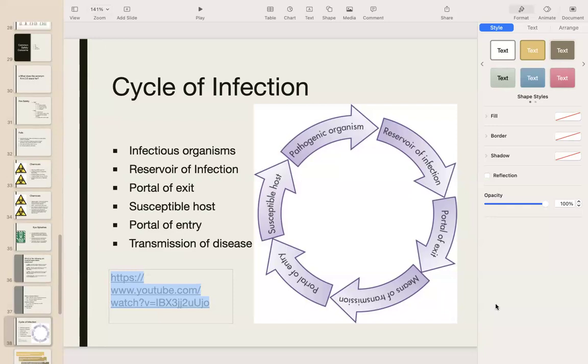This is how the pathogen enters another person, such as through the mouth, cuts in the skin, or the eyes. And then you have the susceptible host. This is the person who is vulnerable to the infection, such as babies, children, elderly patients, and people with weakened immune systems.